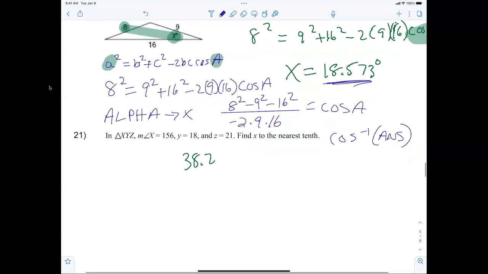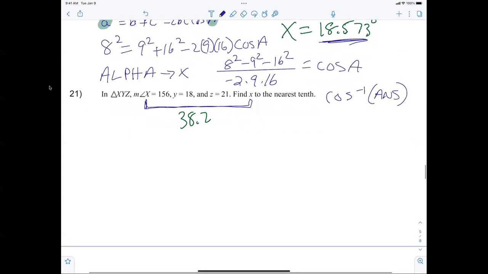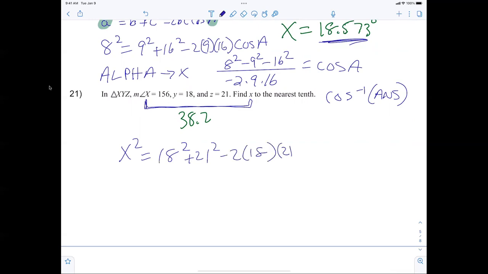Now I'm trying to find X, correct? I knew this was law of cosines because X and angle X is what they're asking about. So I just put down X squared equals 18 squared plus 21 squared minus 2 times 18 times 21 times cosine of 156.